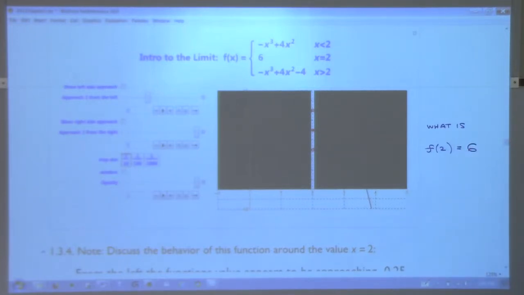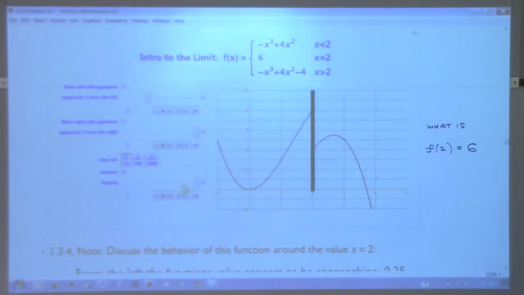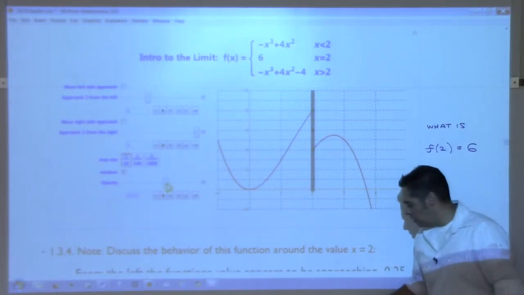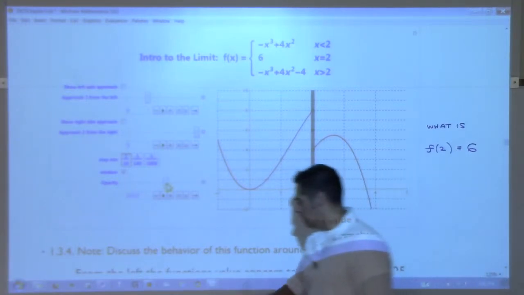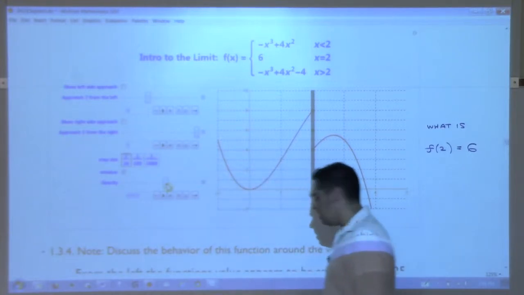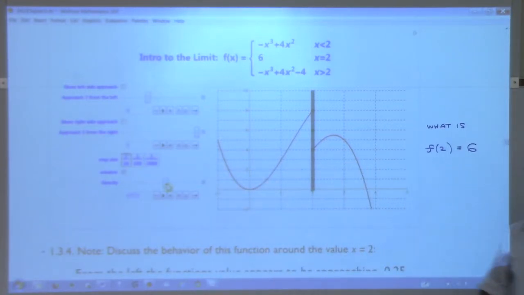Now, I would like to ask a calculus question, which is to ignore what's happening there and instead look at what happens as we come in from the left. Emily, what is the function's value approaching as I come in from the left-hand side here? 8. Everyone agree? Yes. Okay.